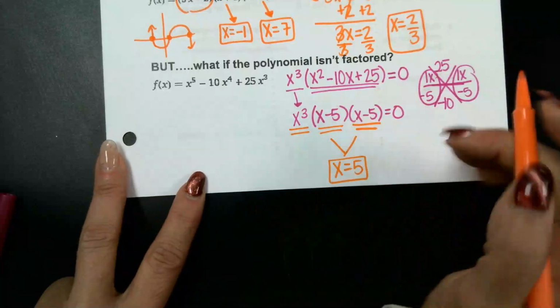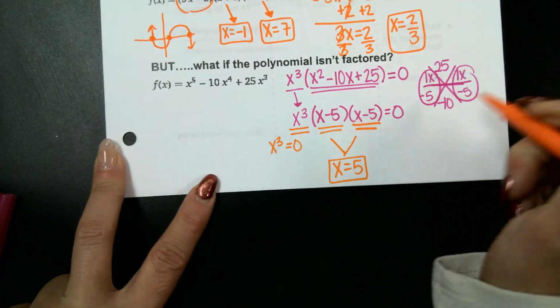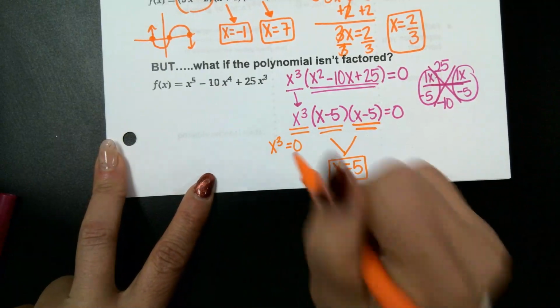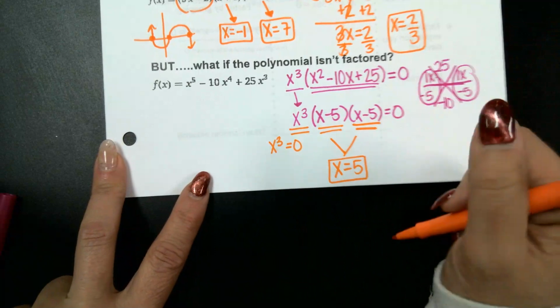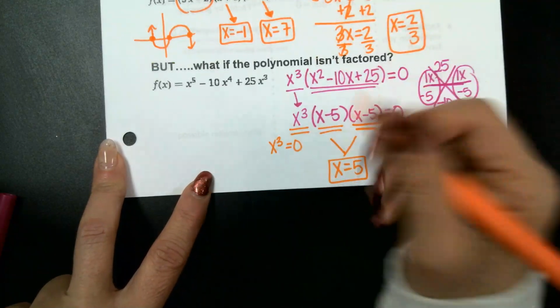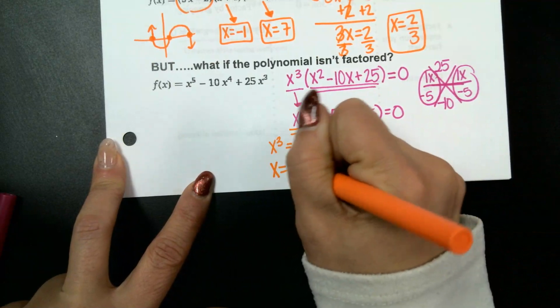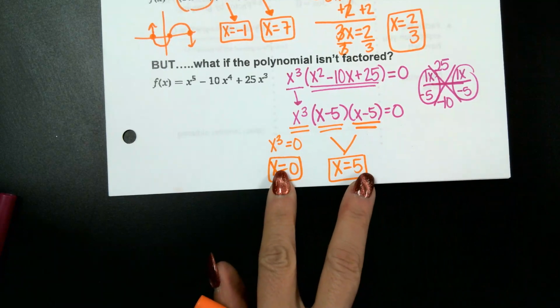Now the x to the third, if I set x to the third equal to 0, what is the only number times itself 2 times, 3 times, 4 times that's going to equal 0? The only number times itself is 0. So x is equal to 0. So didn't we just have 2 solutions?